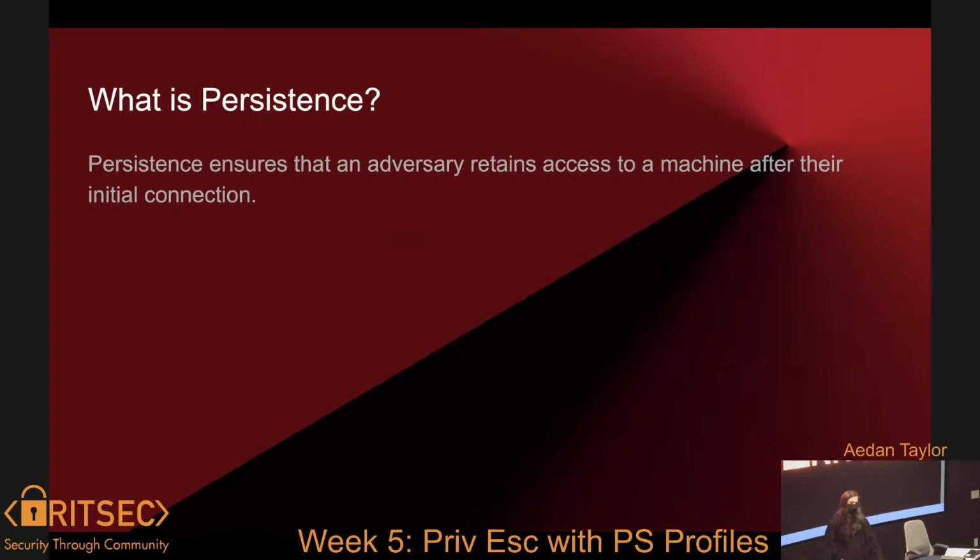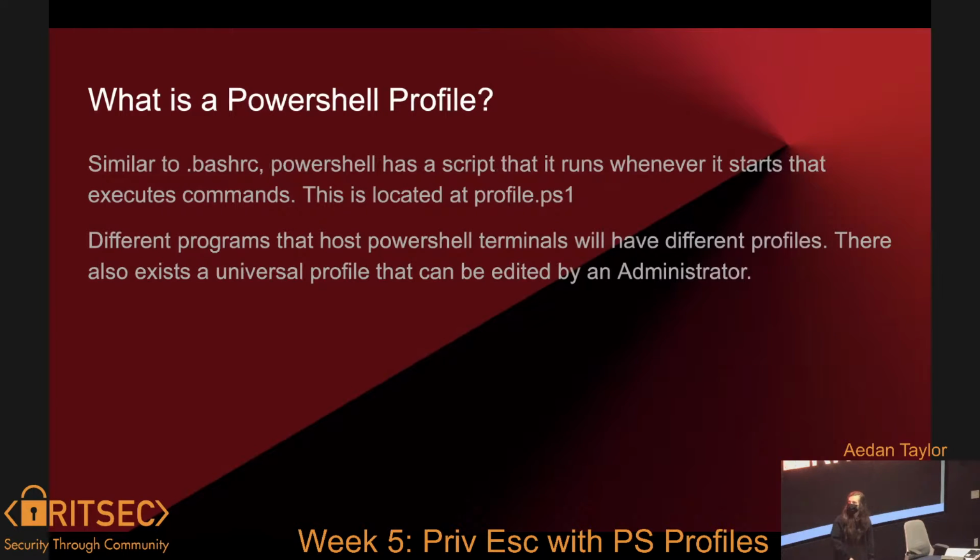What is persistence? This also works for getting persistence. It ensures that an adversary retains access to the machine after their initial connection. What is a PowerShell profile? So similar to a .bashrc in Linux, PowerShell has a script that it runs whenever it starts that executes commands. This is located usually in your system at profile.ps1 in your PowerShell folder, but there'll be more on that later. Different programs that host PowerShell terminals will also have different profiles. There also exists a universal profile that can be edited by an administrator.